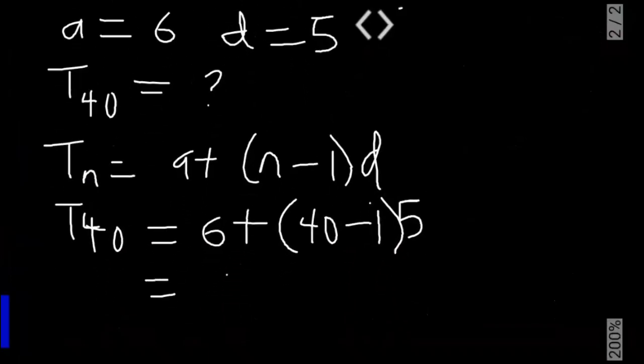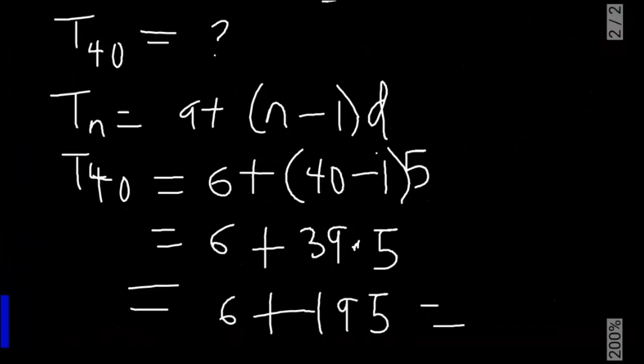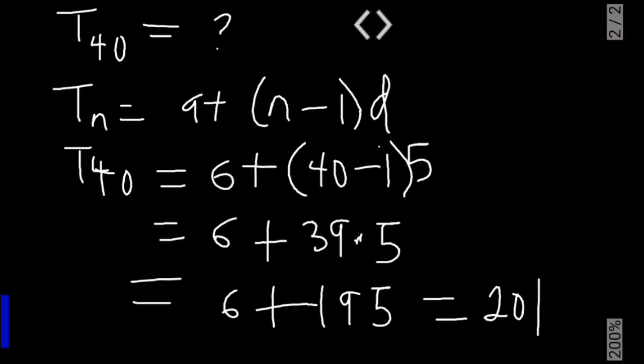So here we have 6 plus 40 minus 1, 39, multiplied by 5. 39 multiplied by 5 is 195. So 6 plus 195 is 201. So the 40th term of this sequence is 201.